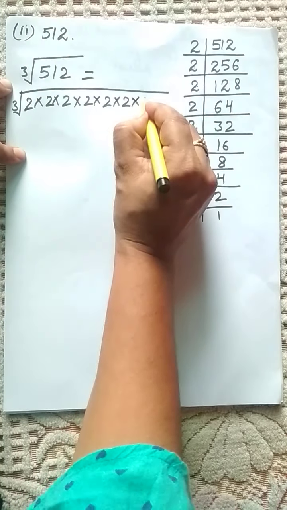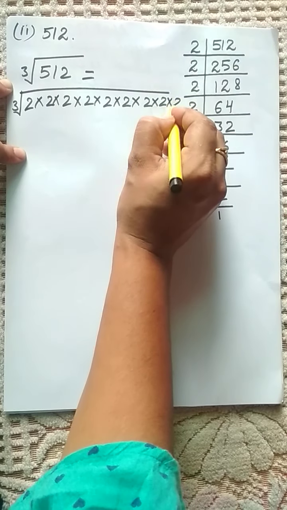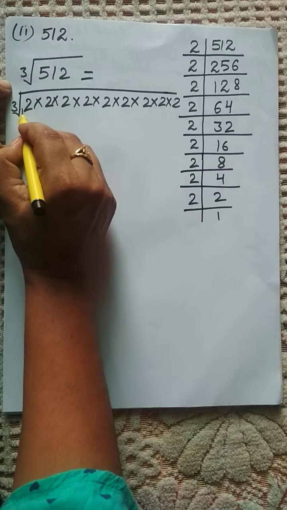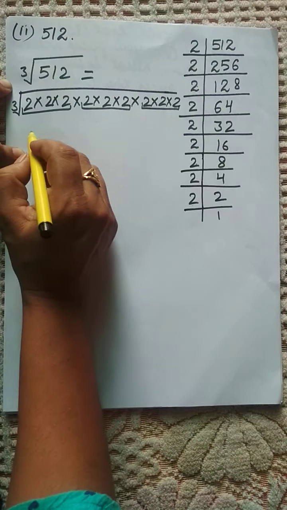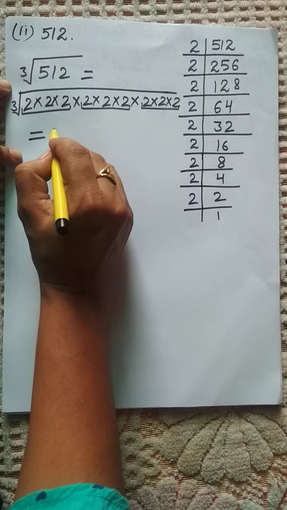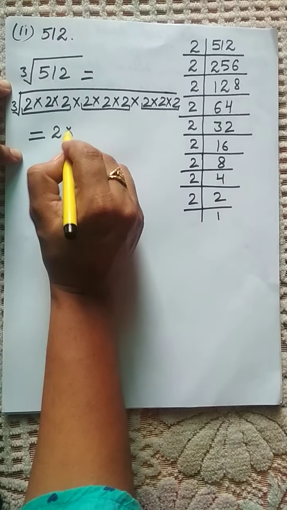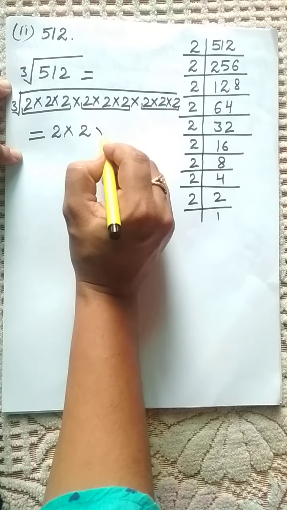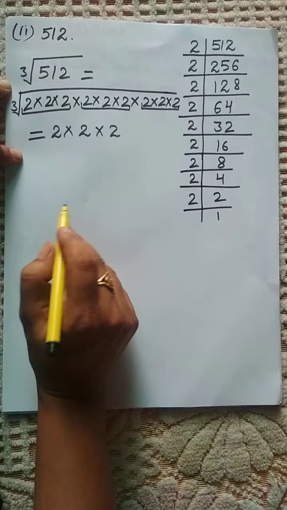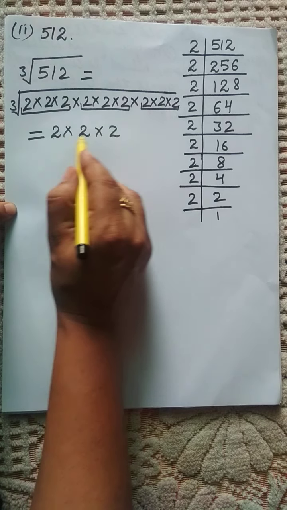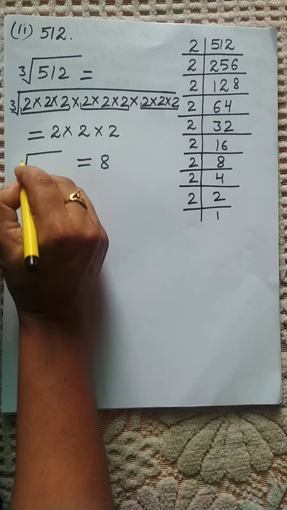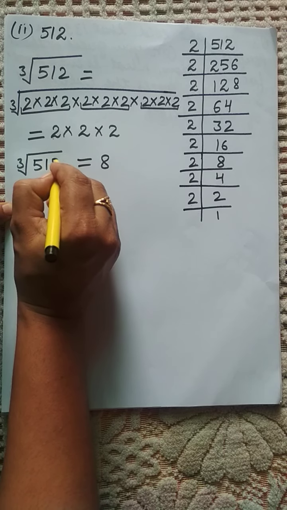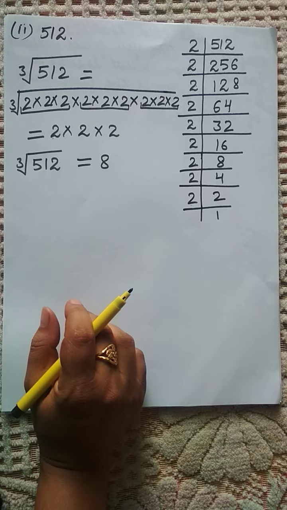9 times I will write 2 here. Now you can make the triplets: first triplet, second triplet and the third triplet. From the first triplet I will write 2 here, from the second triplet I will write 2 here, and from the third triplet I will write 2 here. So 2 2's are 4, 4 2's are 8, or you can say that the cube root of 512 is 8, which is the required answer.